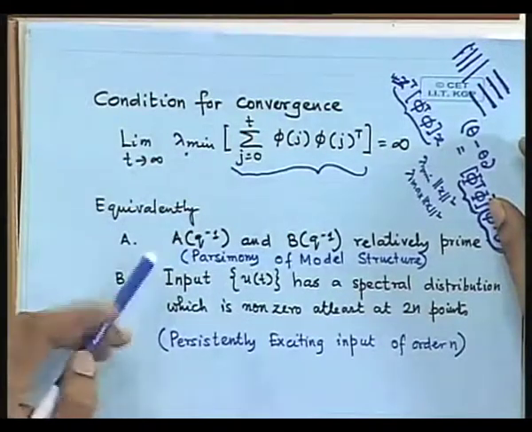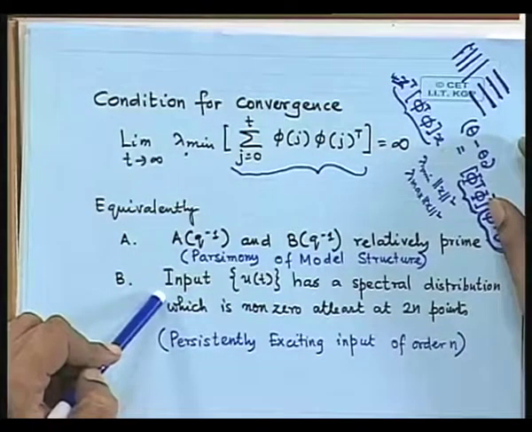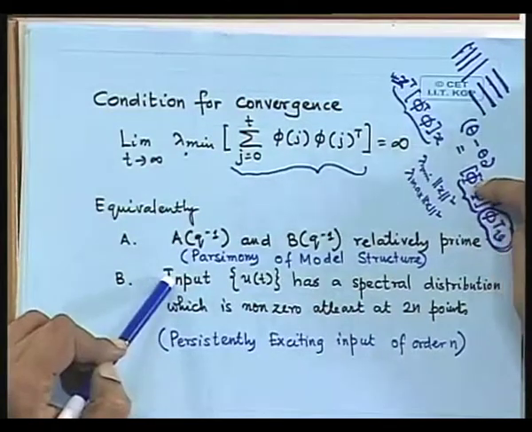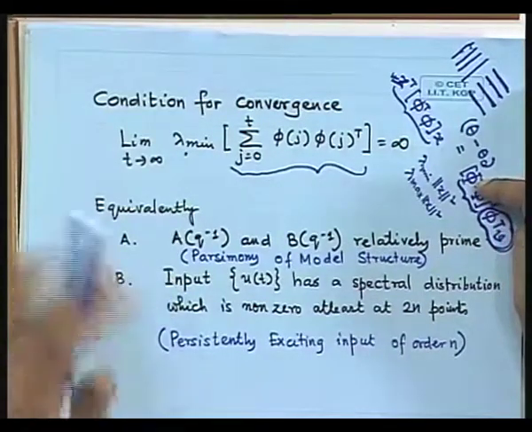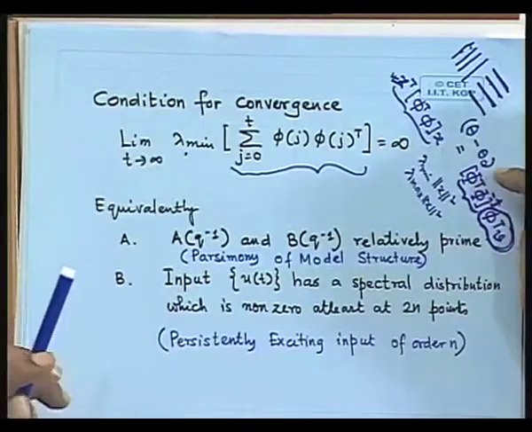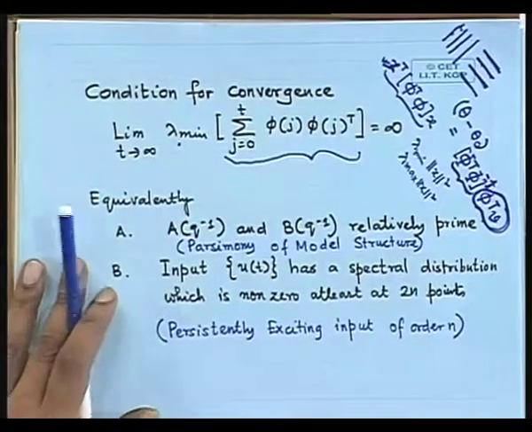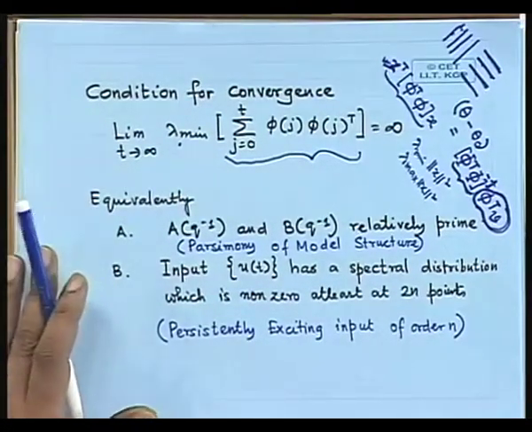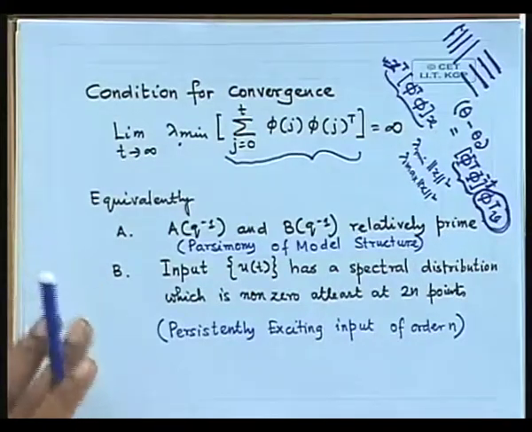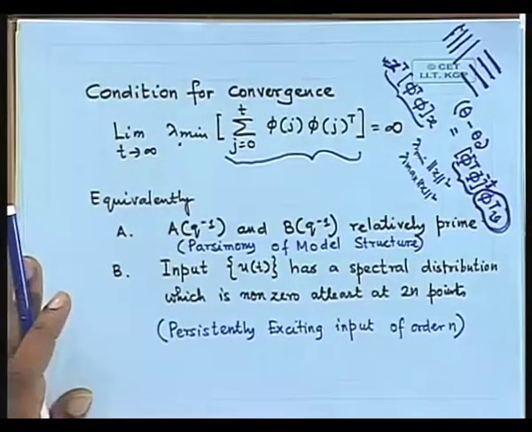So this condition will finally translate to a condition on the model structure you have assumed and a condition on the input. If you can ensure these two things, then phi transpose phi will grow unbounded. So how do you ensure that? I am stating this without proof. There is a proof which is reasonably complicated even in the deterministic case. In the stochastic case it is extremely complicated. So we will not go into the proof, but we will remember the result, because the results are very important things for identification, very well known results.